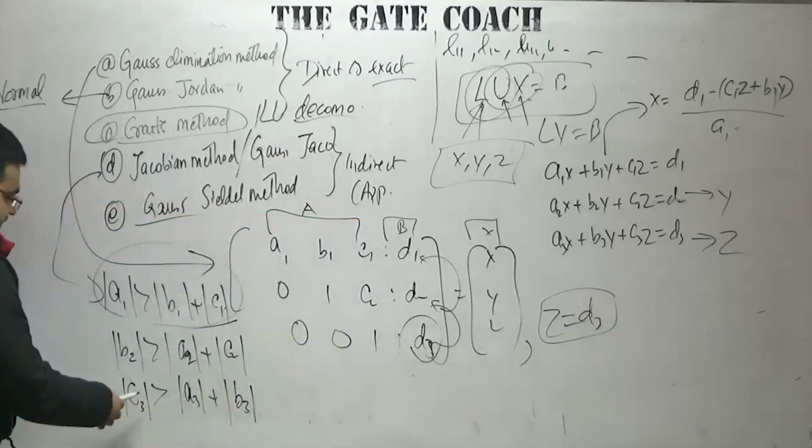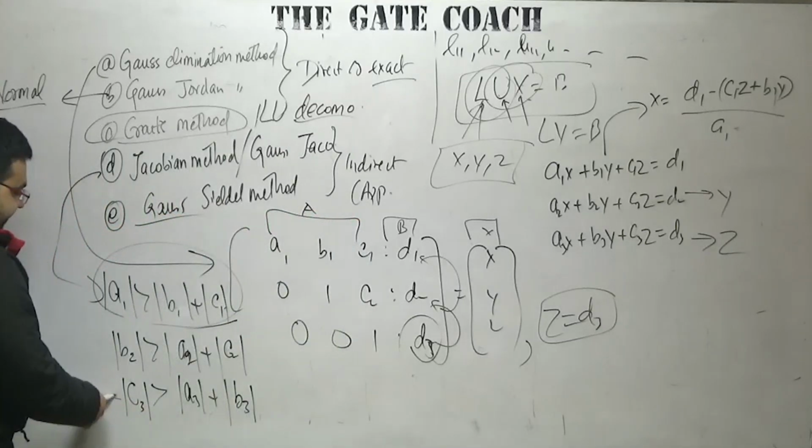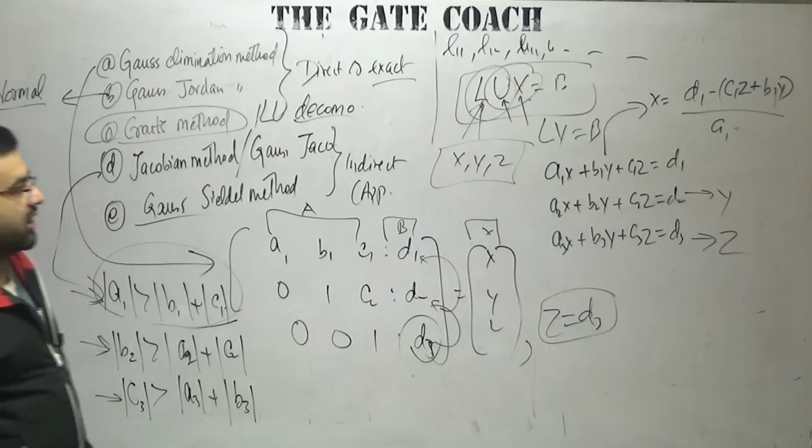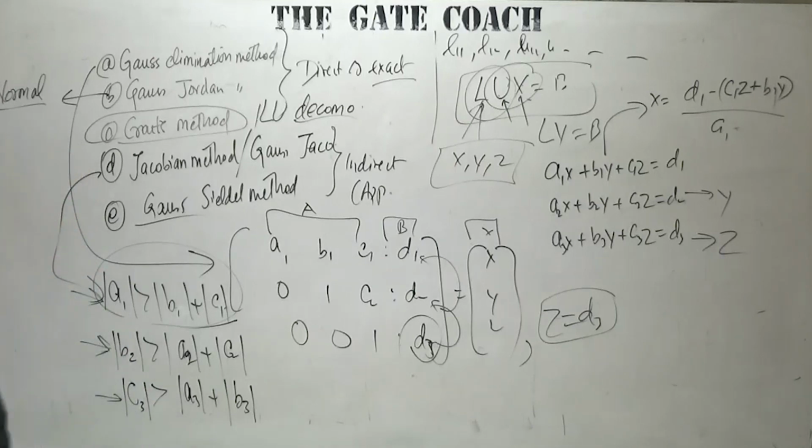Z should be taken from that equation in which this is valid, y should be taken from that equation in which this is valid, and x should be taken from that equation in which this is valid. So you have got the value of x, y and z. Now we start the iteration.